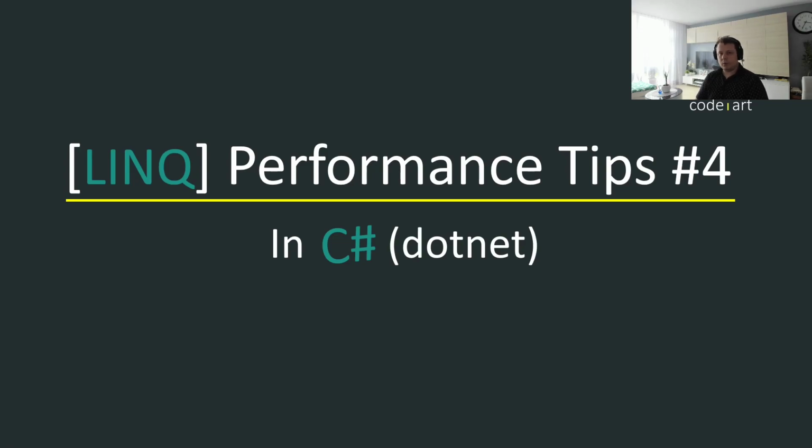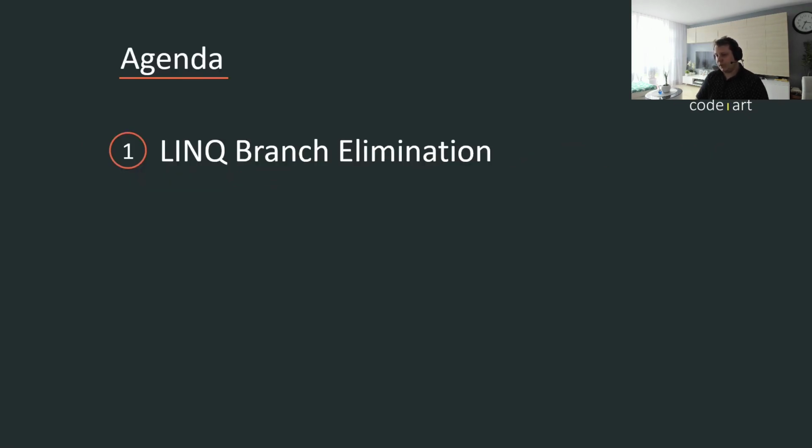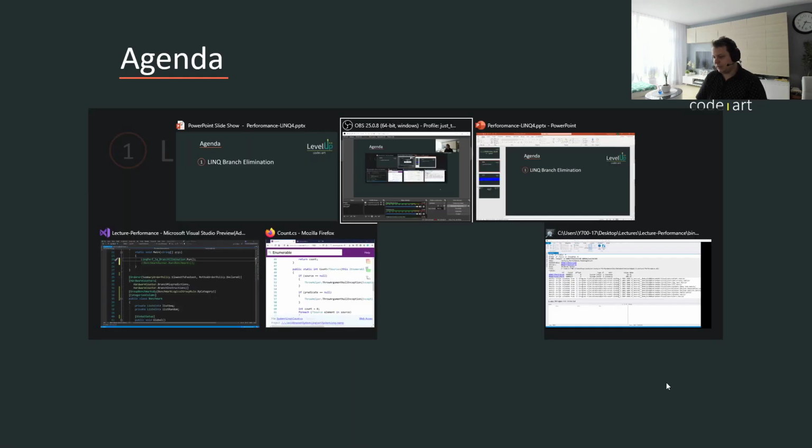Everyone. So today we're going to be talking about LINQ performance tips. This is video 4 out of who knows how many. And we have a single point on our agenda for this video. So we're going to be talking about branch prediction and branch elimination. And LINQ in reality is just a vehicle to be able to show these mechanisms and apply them in LINQ. All right, let's move on.